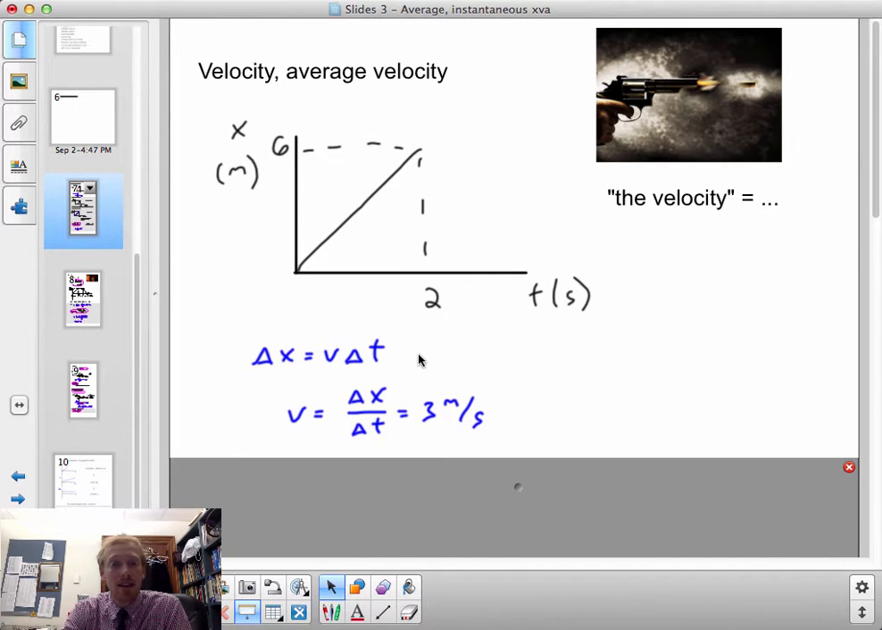That's the same mathematically as saying the velocity is the rise over the run. That's 6 meters divided by 2 seconds, so that's 3 meters per second. That is the velocity of this object being indicated here.